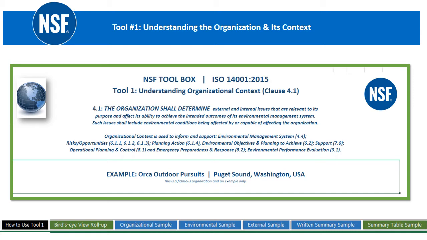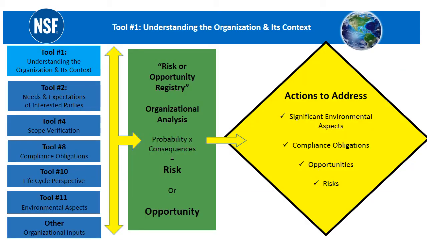A fictitious organization called Orca Outdoor Pursuits was used in the sample version to show how this fictitious organization answered the question and how their information is used to populate each of the tab's worksheets. Tool number 1, Understanding the Organization and its Context, is the first in a series of tools developed by NSF-ISR to help you consider potential risks and opportunities within the context of your organization and your business processes.